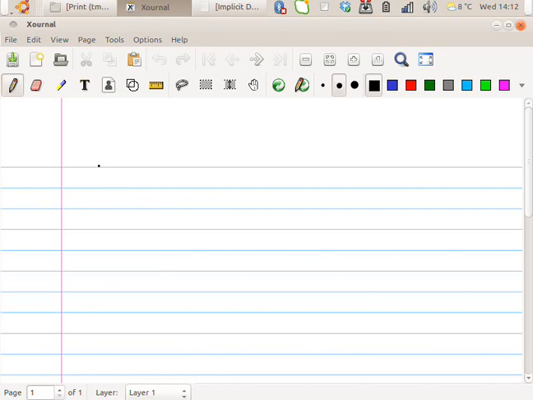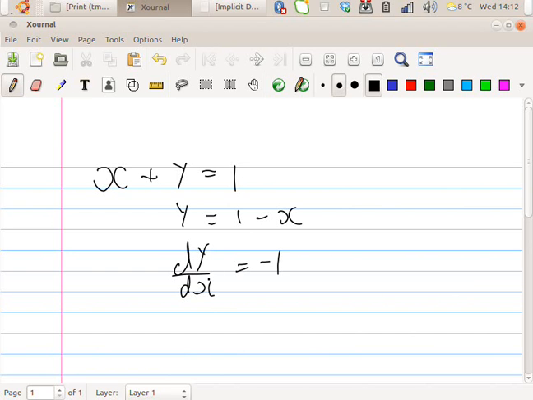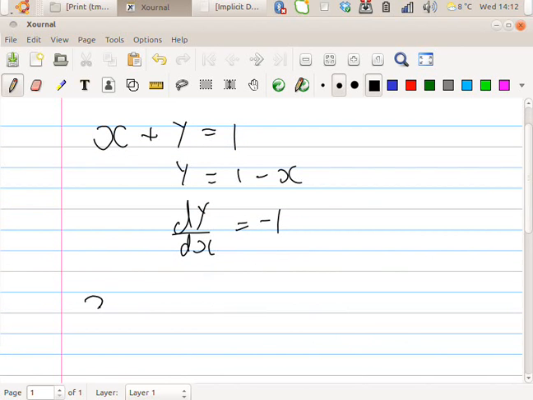So you have, for example, x plus y equals 1. And I ask you for dy dx. Not too difficult here because all you have to do is rewrite it. y equals 1 minus x. So dy dx equals minus 1. And that's fine. But what happens if it was something like this?